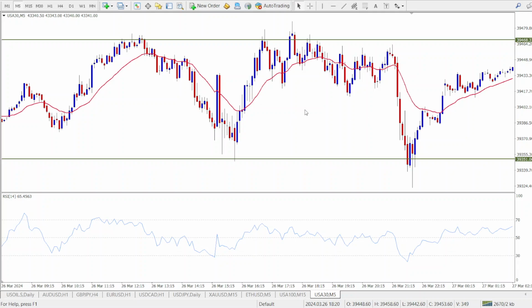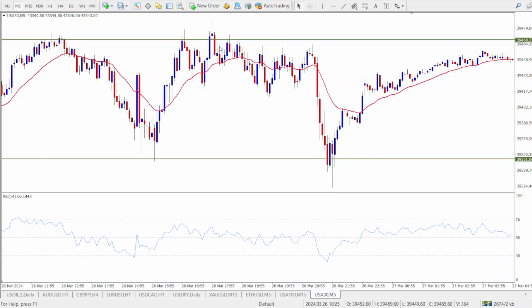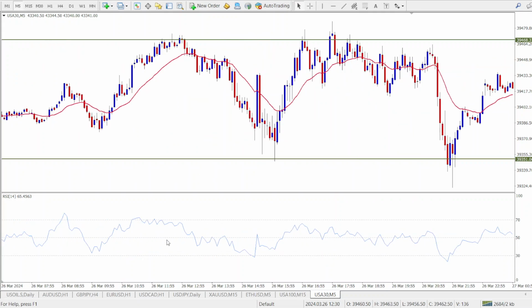For instance, if the price is approaching resistance and the RSI shows overbought conditions. So for example, let's use this. As you can see, the price was approaching resistance and RSI was showing an overbought condition. You might consider exiting your buy or taking a short position. You can see shortly afterwards, we actually had a sell. The price dropped down.